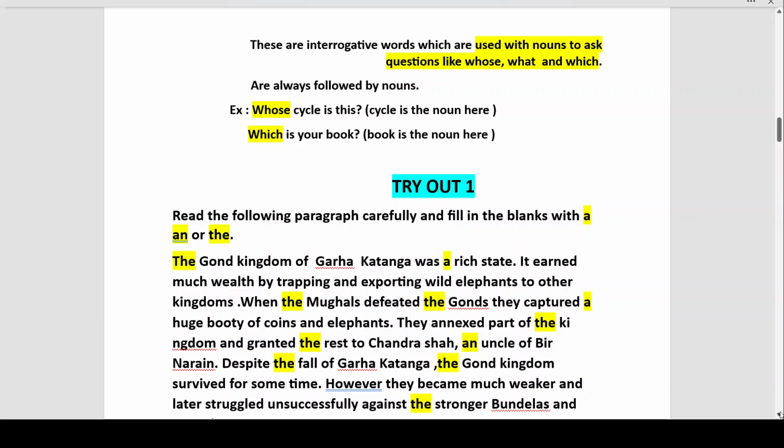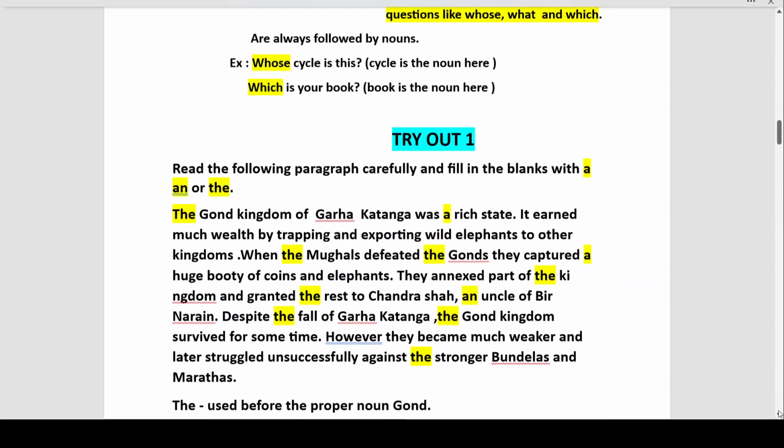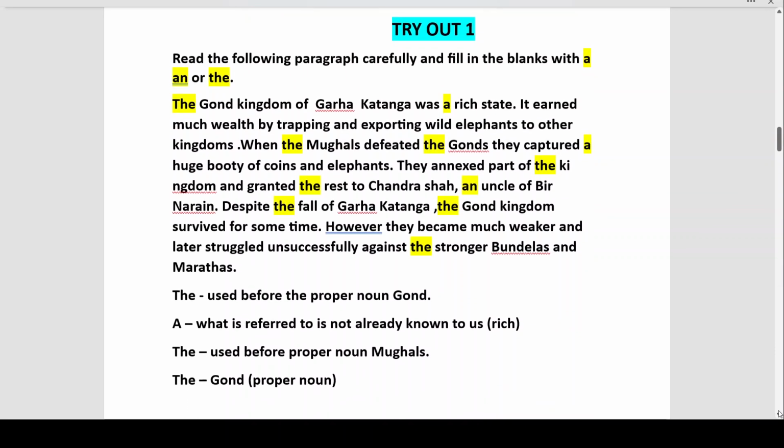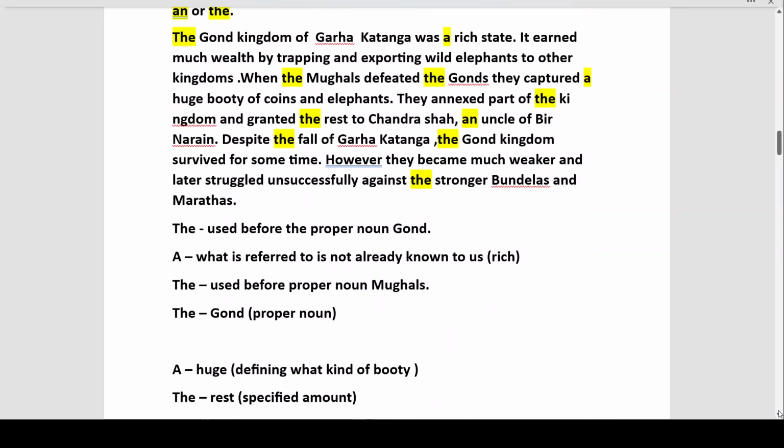Now we will go over to your tryout 1. Read the following paragraph carefully and fill in the blanks with a, an or the. Now see students, it is very easy to just guess whether to use a, an or the, but we have to give a proper justification why we are using the, why we are using a, why we are using an.